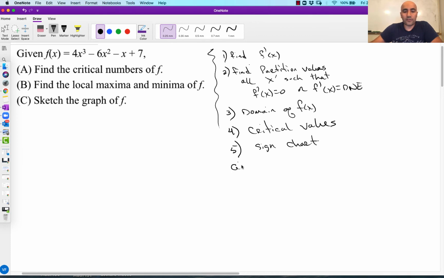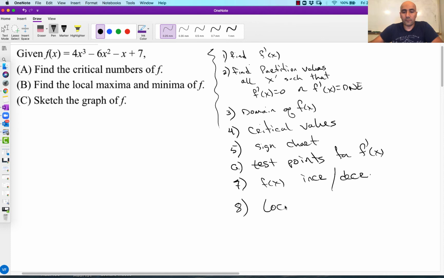And then we're going to use test points for f prime of x. I want to know what's happening to the derivative. When is it positive? When is it negative? Once we have that, then we can use the test points to figure out 7. We can figure out when f of x is increasing and when it is decreasing. Number 8, we can find our local extrema.